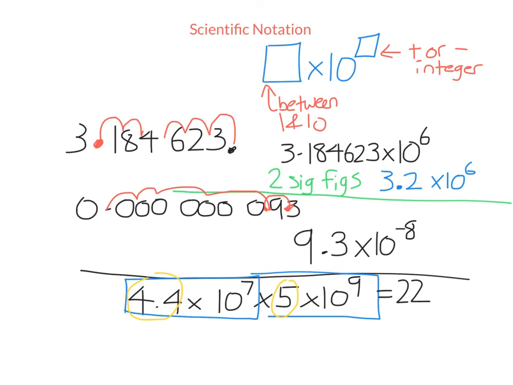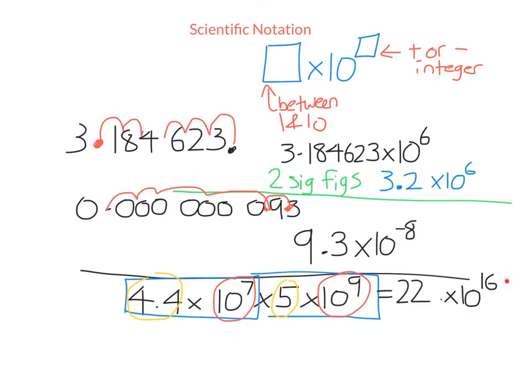So now I'm going to multiply the 10s together. I know from index laws, 10 to the power of 7 times 10 to the power of 9, you keep the same base and you add the powers. 7 plus 9 is 16. So this sum here gives me 22 times 10 to the power of 16.